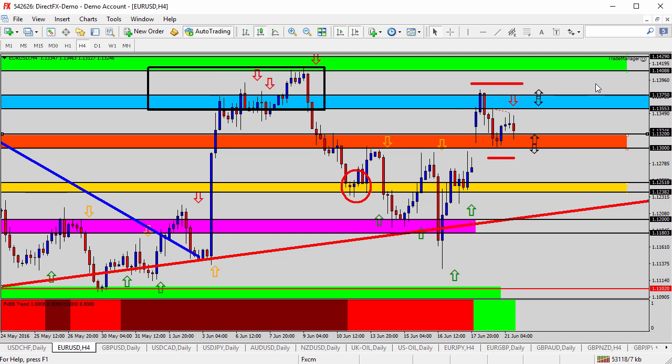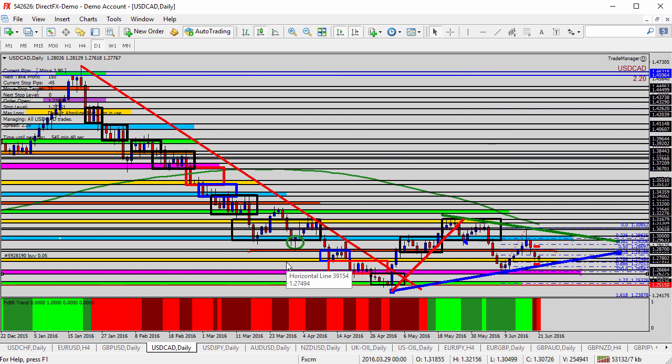At this point, we're going to likely see the market bounce between the blue and the orange zone until we get a breakout above the blue zone or below the orange zone. But currently out of yesterday's position, but with profit. Let's go ahead and take it on over to the USDCAD, the US dollar versus the Canadian dollar.